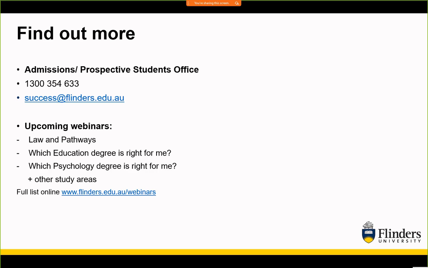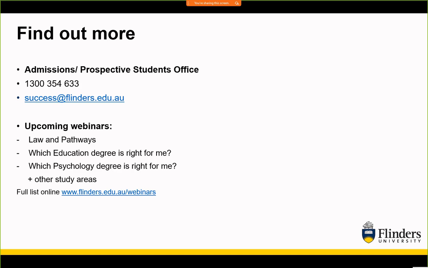So we've got a team of prospective student advisors available to speak to you Monday to Friday from 9 till 5 on that 1300 number that's on the screen now, or you can email success@flinders.edu.au. We're also happy to arrange one-to-one appointments if you want to come and have a chat with someone face-to-face, get that personalised experience and maybe check out the campus as well. We can organise for a student ambassador to take you around.